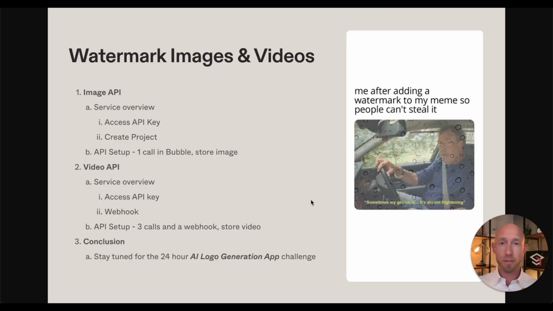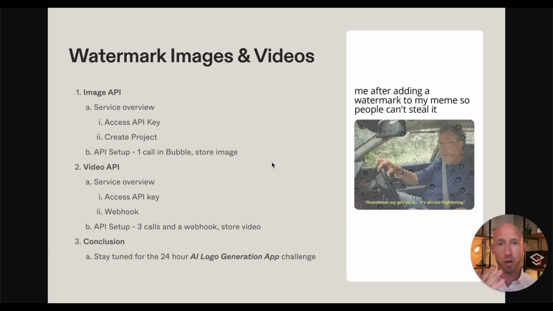So as you can see in the outline here, what we're going to cover in this video is both one, an image API, and two, a video API. Now the video one is a little bit more advanced, so we'll start with the easy one. Basically, we're going to take a look at the service that we're going to use, grab an API key, create a project in there, and then get an API call set up. Then we're going to head over to the video API. We'll look at that one as well.